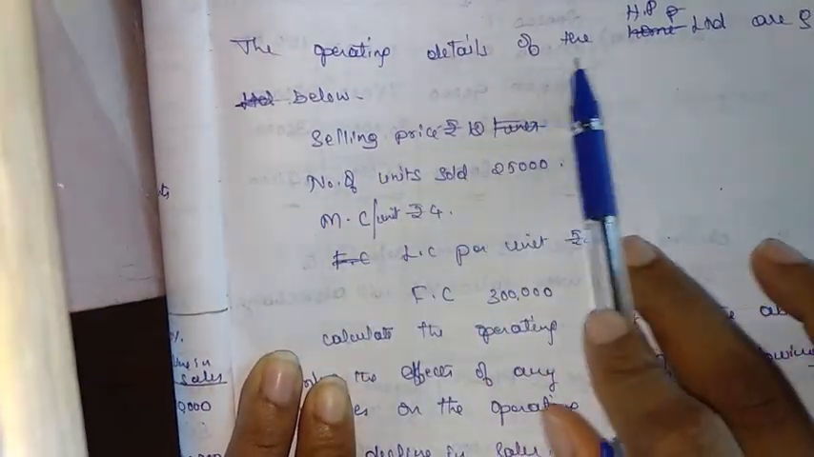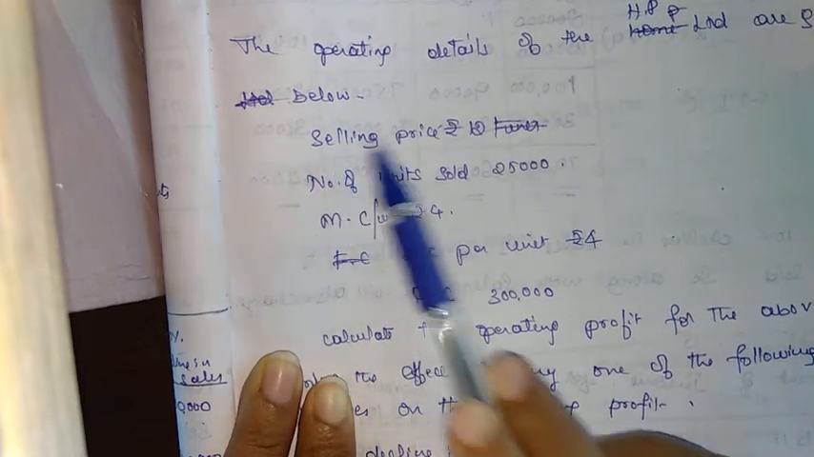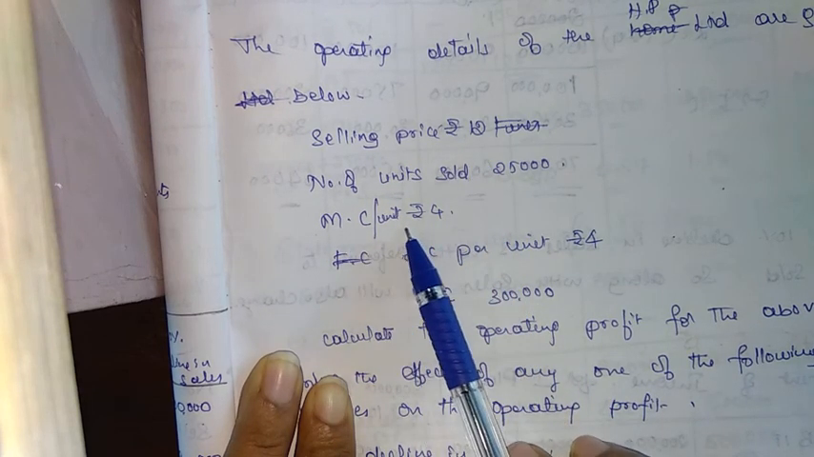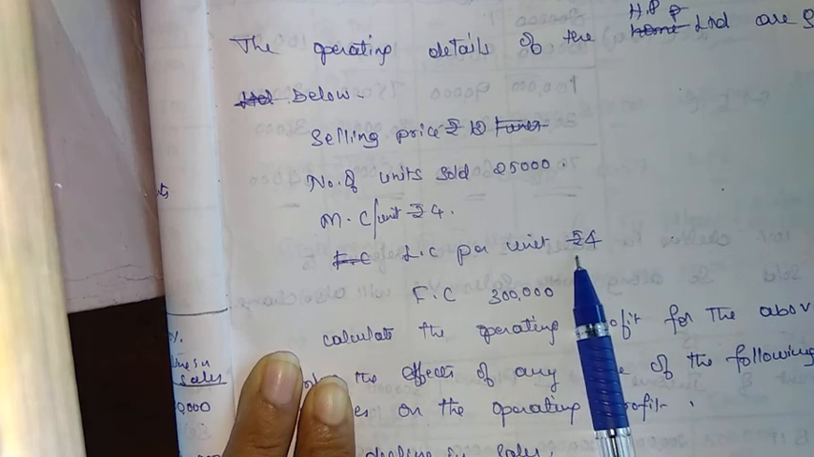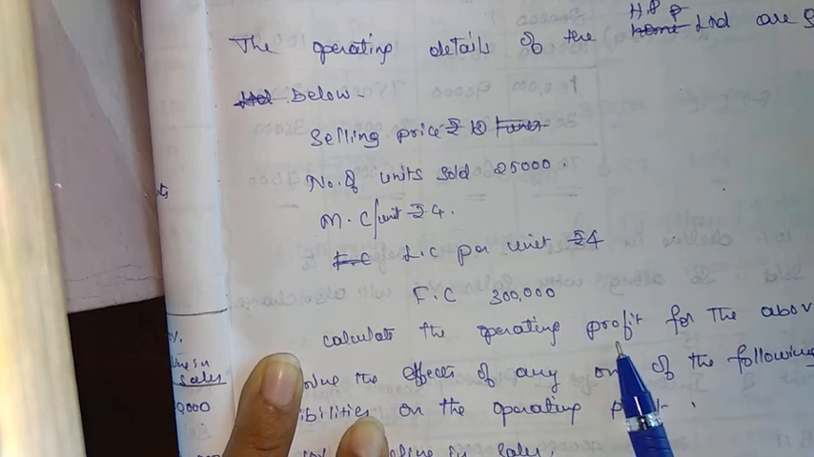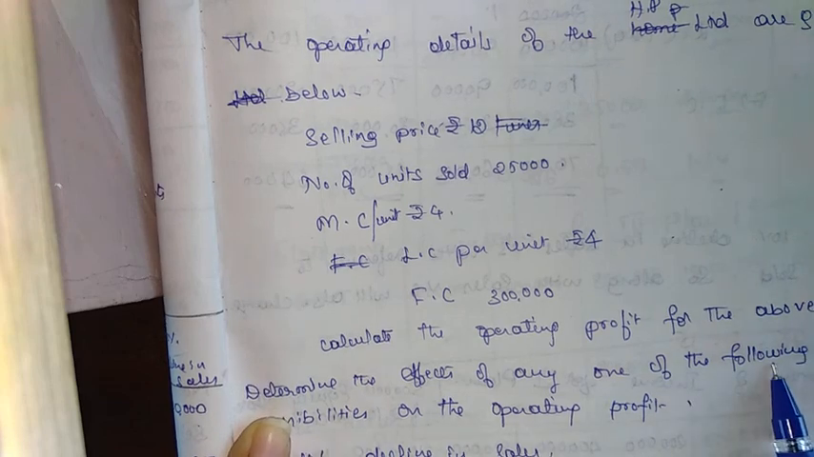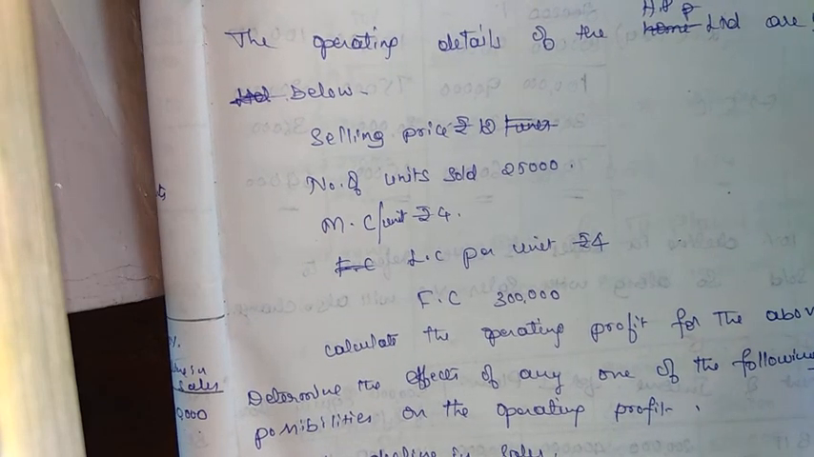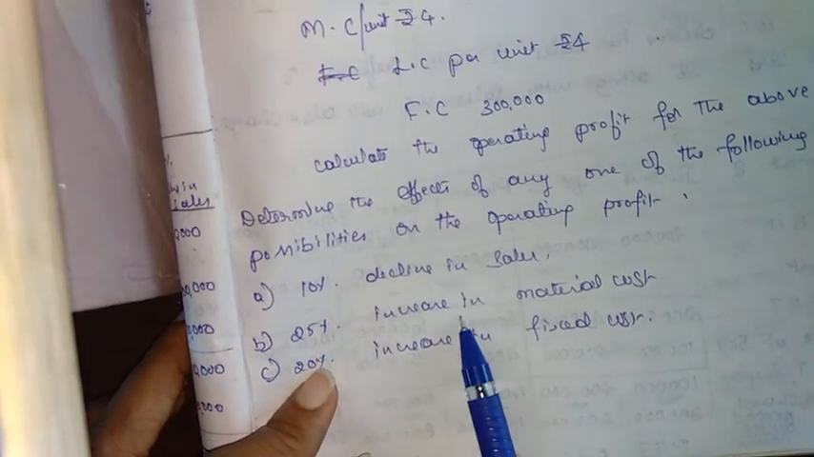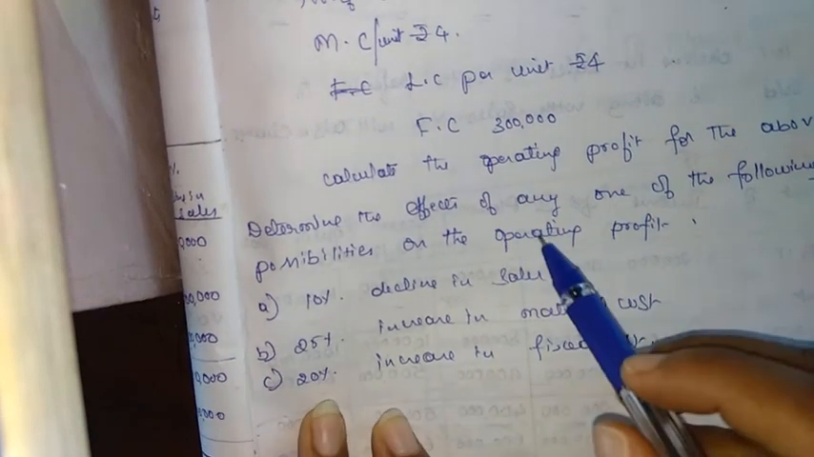The operating details of HP Limited are given below. Selling price 12, number of units 25,000, material cost per unit 4, labor cost per unit 4, fixed cost 3 lakh. Calculate operating profit, meaning EBAT, for the above, and determine the effects of any of the following possibilities on the operating profit. So here: 10% decline in sales, 25% increase in material cost, 20% increase in fixed cost. So here units is given.